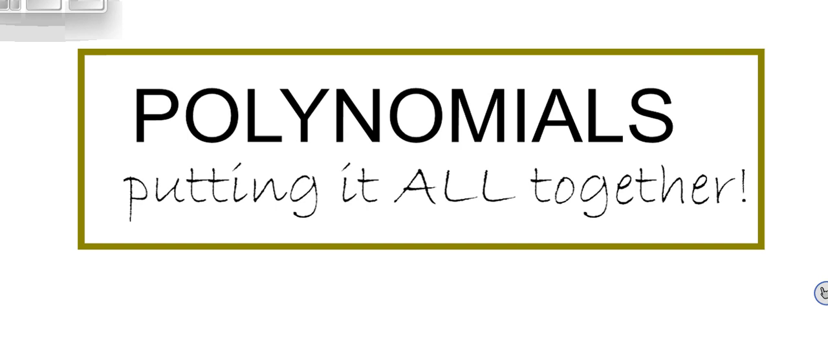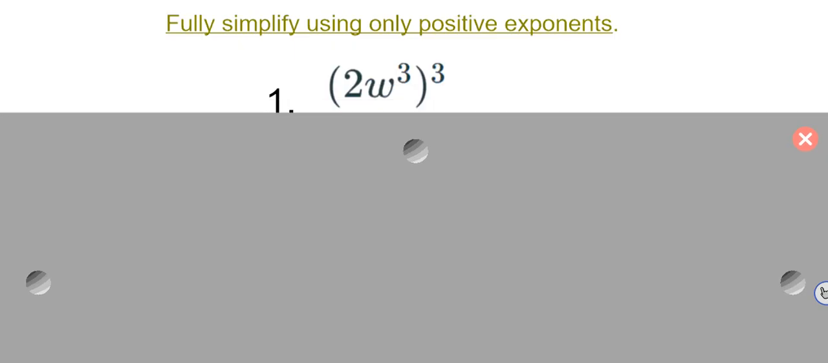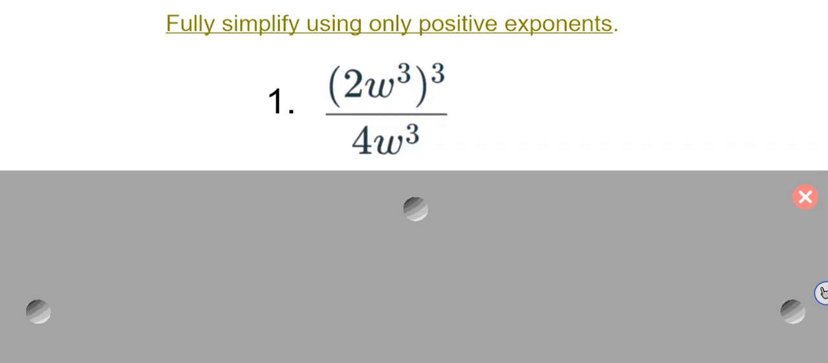Okay, here we go. Polynomials, putting it all together. So we're going to be simplifying, and our answer can only have positive exponents. Normally, if we cover this up, and we just see this part, it looks like power to power. So that's what we're going to focus on first, and then we'll focus on the rest.